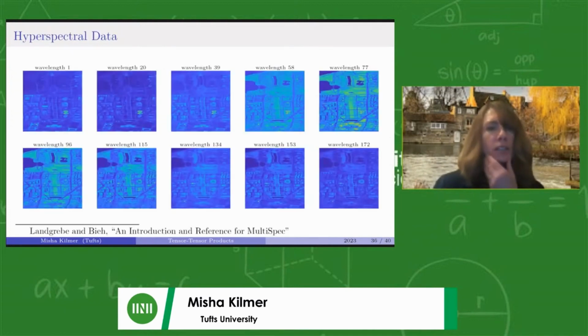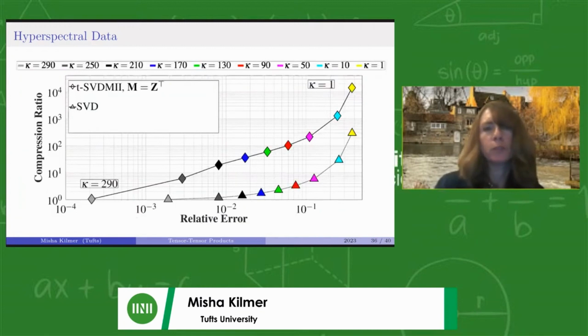One application that I'll show you is compressing hyperspectral data. This is just a few snapshots of the images of the Washington Mall in hyperspectral wavelength. And if I do compare the tensor SVD method using M defined by one of those matrices in the higher order SVD, you can see the comparison here between our method and the standard matrix SVD truncation.